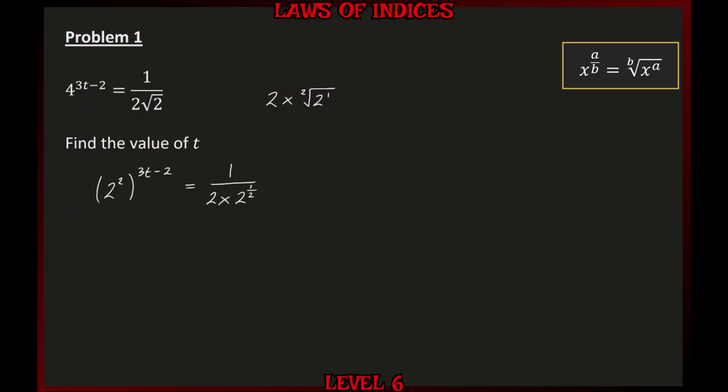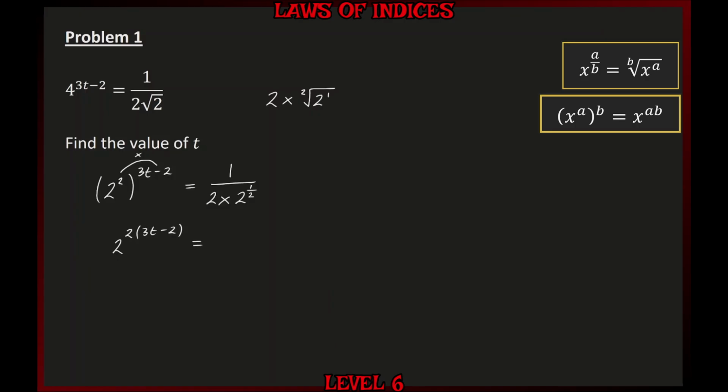Now looking at the left hand side of the equation, we can see that we're raising a power to another power. So we're going to use this law, which tells us that to simplify this expression, we have to multiply the powers together. So 2 to the power of 2 raised to the power of 3t minus 2 becomes 2 to the power of 2 times 3t minus 2.